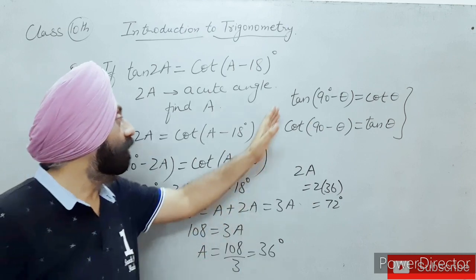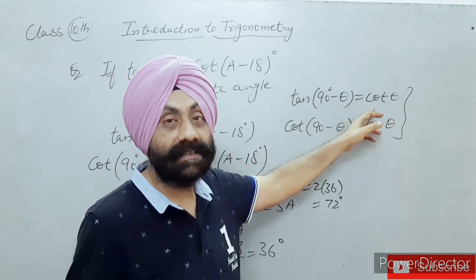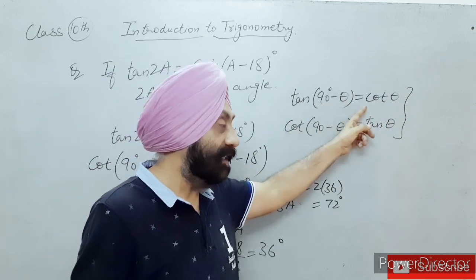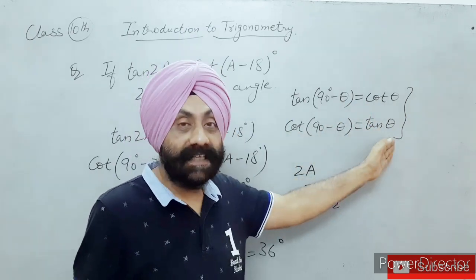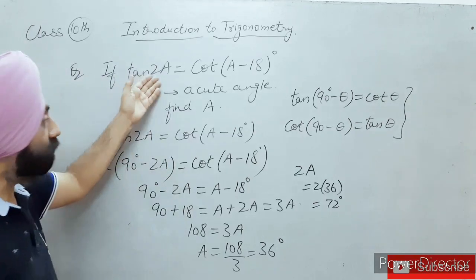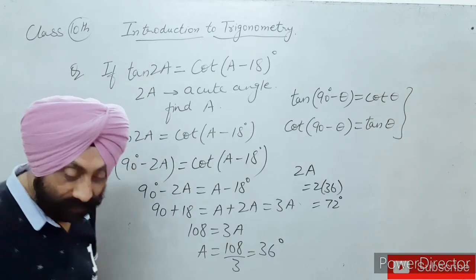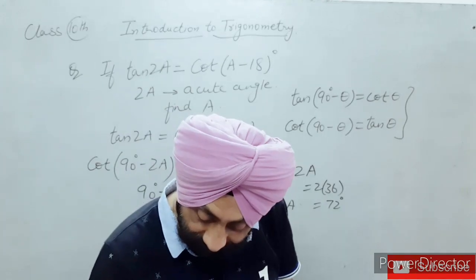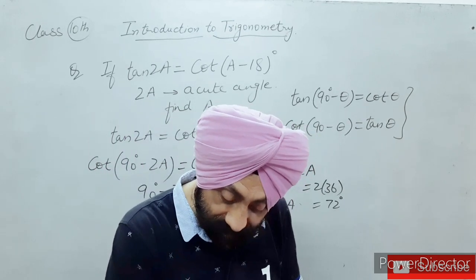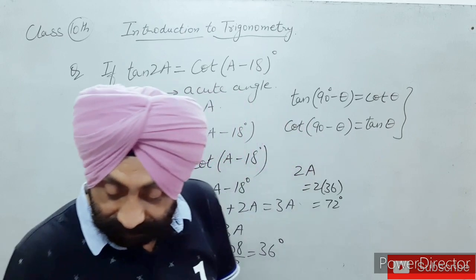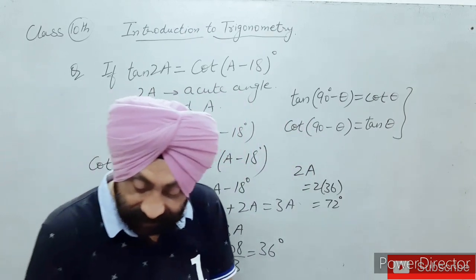This is the way we use the complementary angles concept. Tan of 90 degree minus theta is cot theta. Then cot of 90 minus theta is tan theta. I have used this concept in solving this problem. Hope you have understood this. But I am again saying, remember the basic concepts. Remember the complementary angle concept. Remember those trigonometric identities and so on.